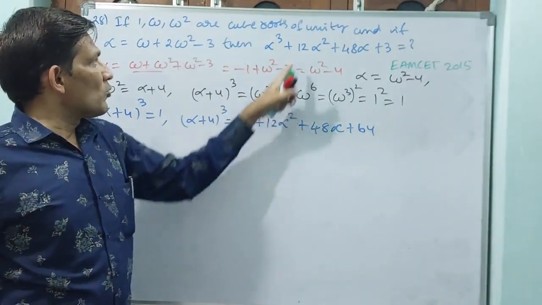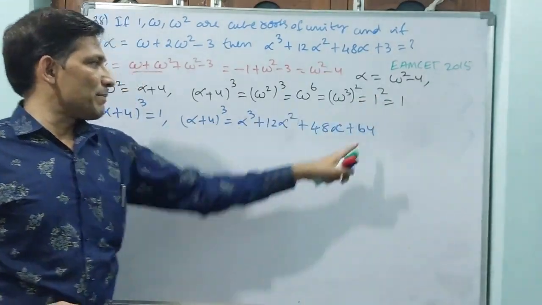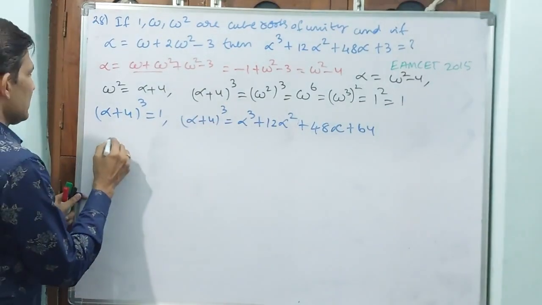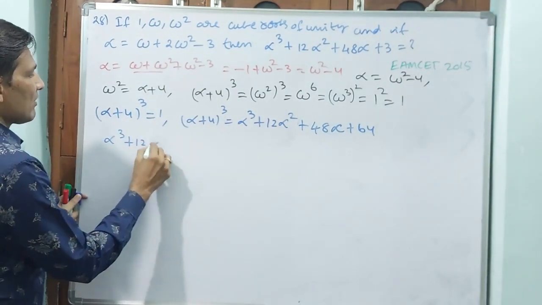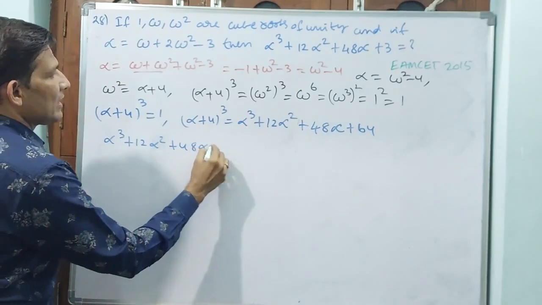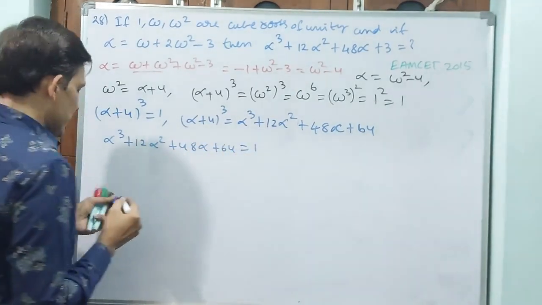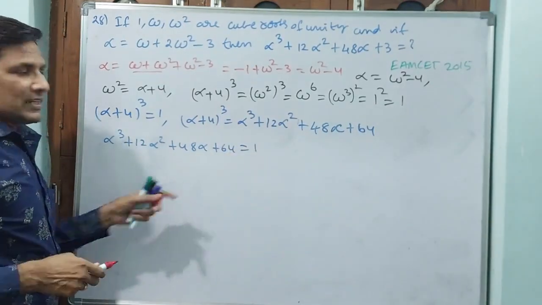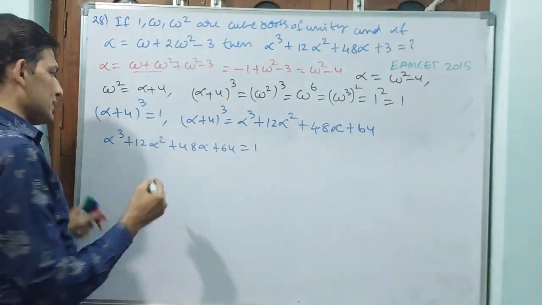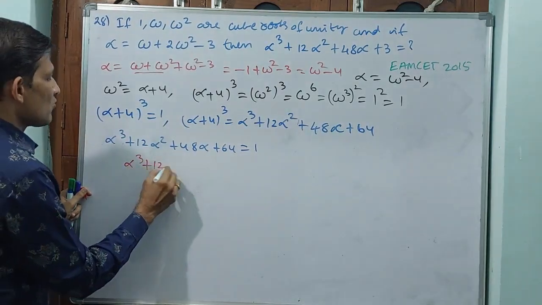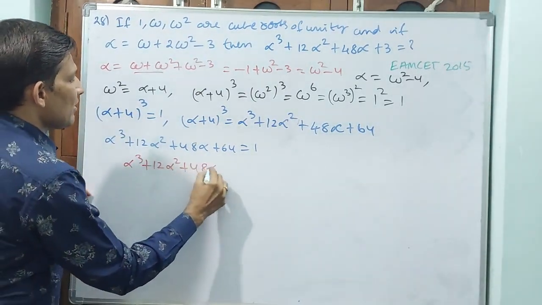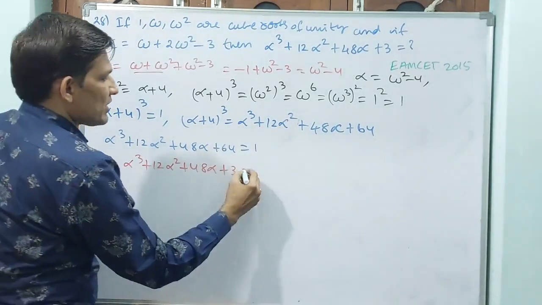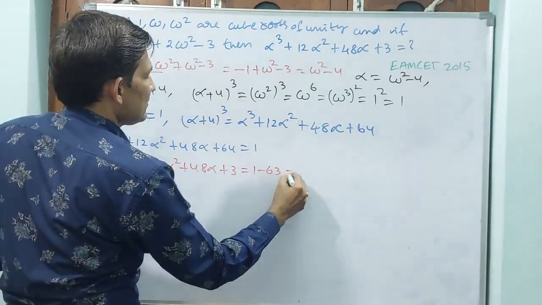Okay, alpha plus 4 whole cube. You see alpha cube, 12 alpha square, 48 alpha plus 64 is there. This value is equivalent to 1. Write down once again: alpha cube plus 12 alpha square plus 48 alpha plus 64 is equal to 1. But you want 3, you keep 3 remaining, you send the rest that side. That means 61 will be there. 61 you send that side.